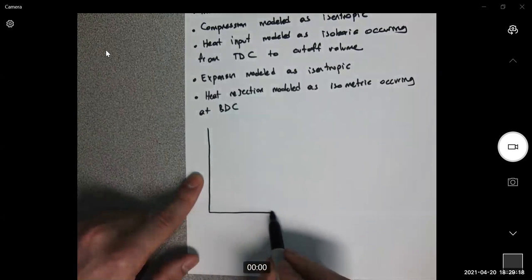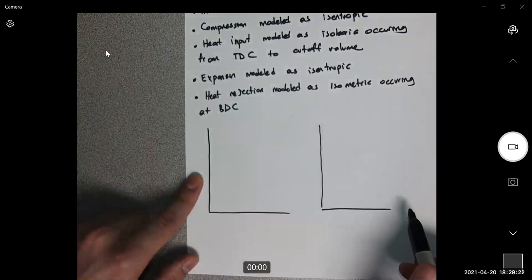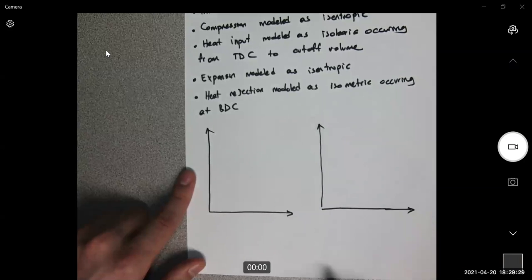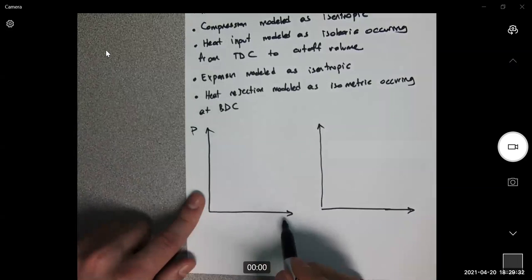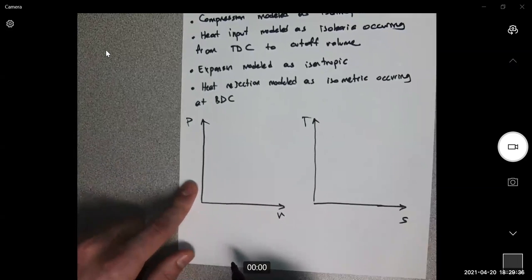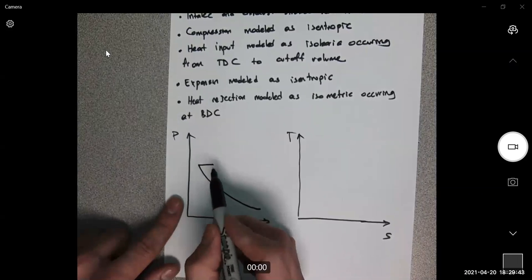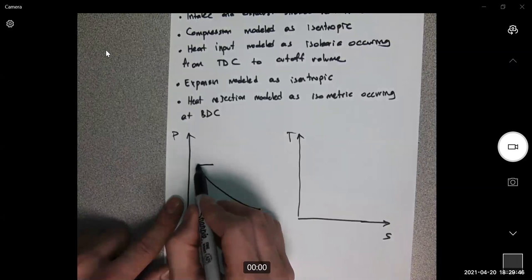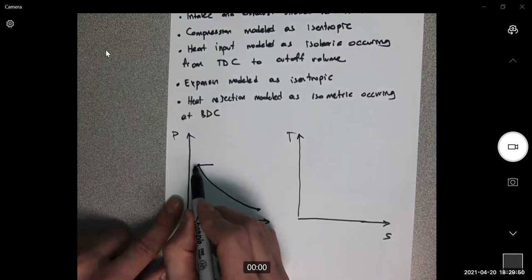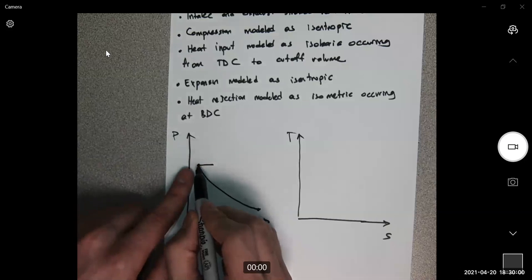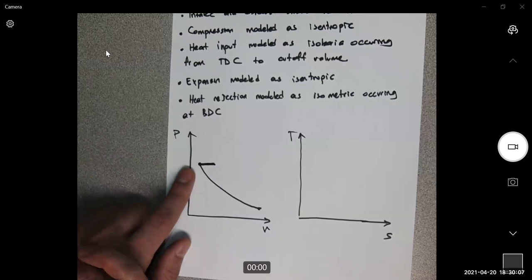The only difference in the T-S diagram is from state 2 to state 3, where I have an isobaric process instead of an isometric process. So I compress, and then I compress a little further. This is where my Otto cycle takes place, and the Otto cycle is complete heat addition by spark. Here we compress a little further.